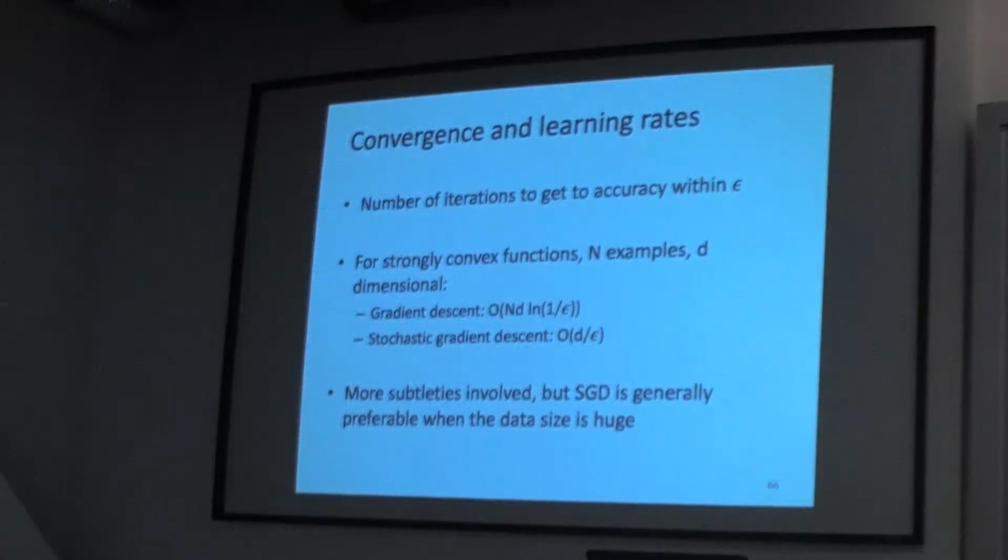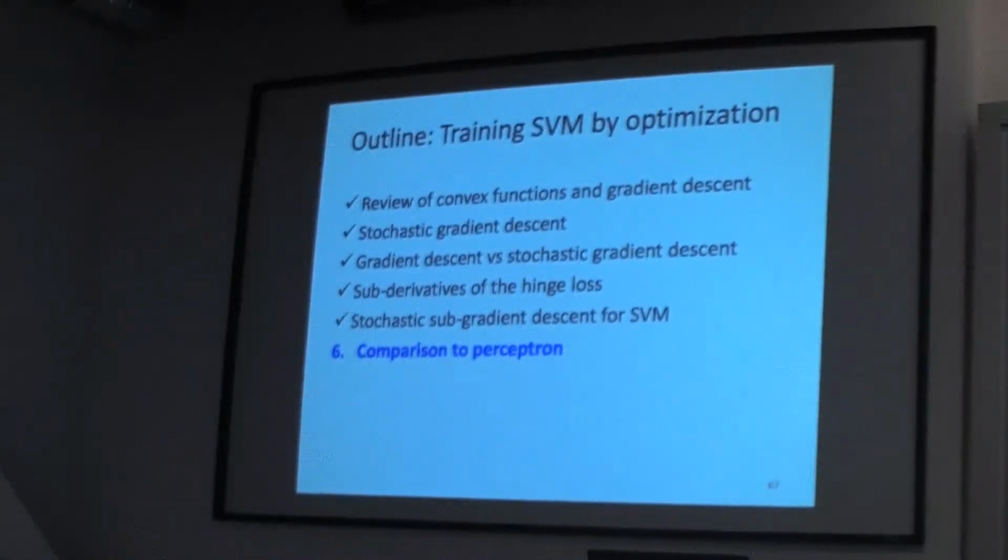This gives a rigorous justification for why we should favor stochastic learning on a large data set, because it doesn't care about the size of the training data. SGD is generally preferable when the data size is huge. So far, any questions regarding the stochastic training of SVM?